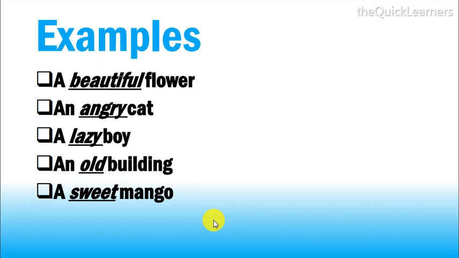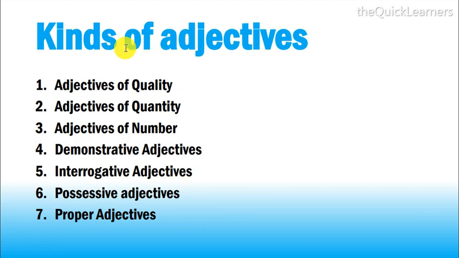Let's move towards the kinds of adjectives. There are a few kinds of adjectives like adjectives of quality, adjectives of quantity, adjectives of number, demonstrative adjectives, interrogative adjectives, possessive adjectives, and proper adjectives.